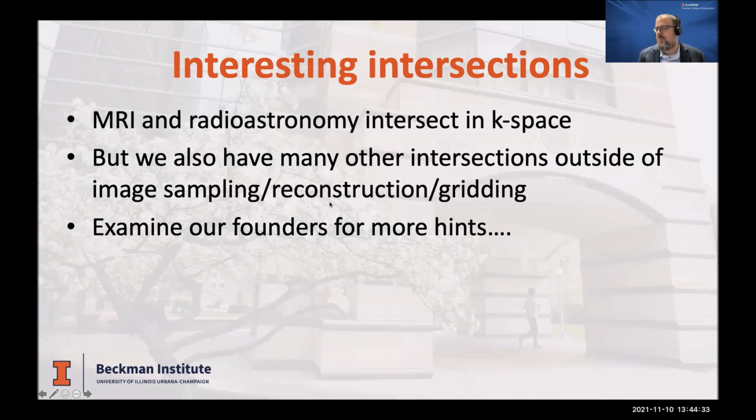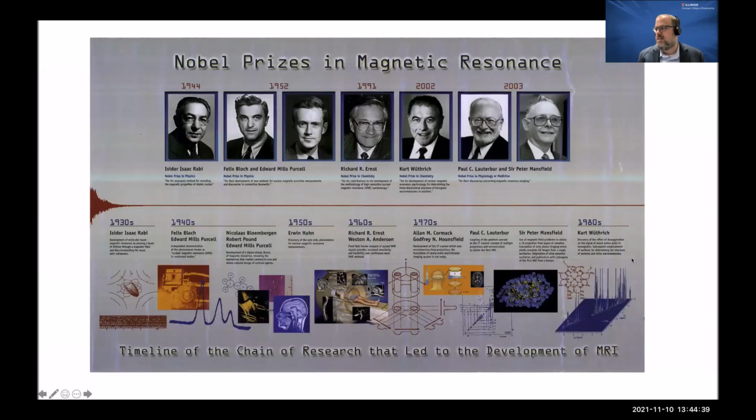We also have lots of other interesting intersections outside of image reconstruction and sampling, and one of them I wanted to bring up is from one of our founders. Here is the list of Nobel Prizes in magnetic resonance imaging leading up to where we are today. You can see a lot of people over many years developing quite a few technologies to get there, but we're going to focus in on this 1952 block here.